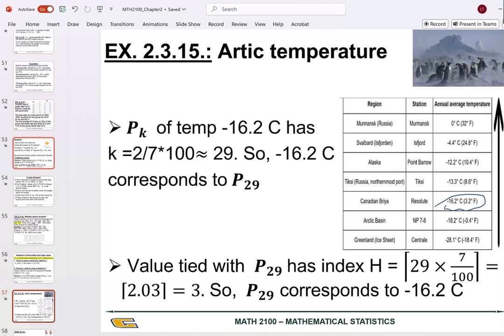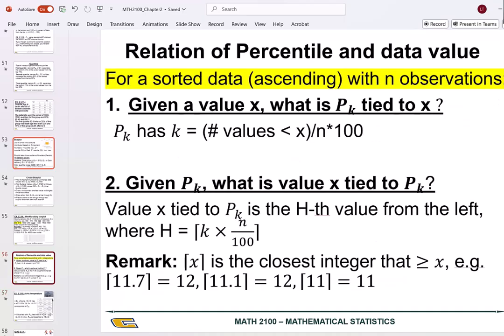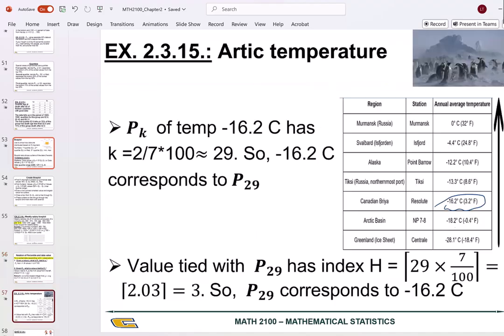And then again, you can also find it backwards. So you're curious what the value of the 29th percentile is for this data. Then you use the formula. First, you need to find the index by using k times n divided by 100. You got 3, and basically this corresponds to the third value in ascending order, which again gives you back negative 16.2, okay?